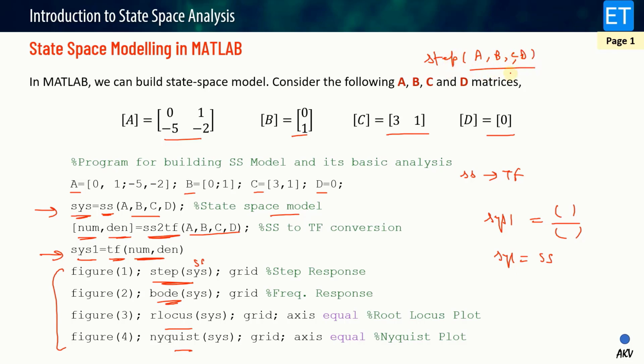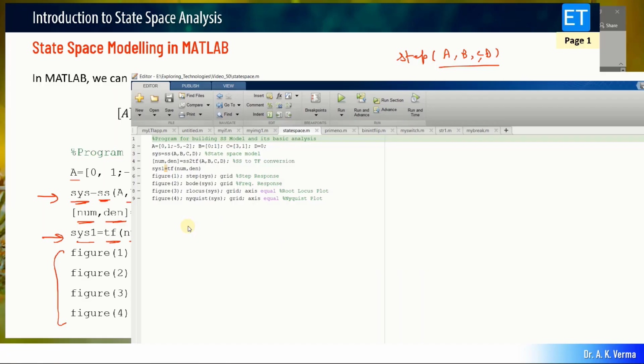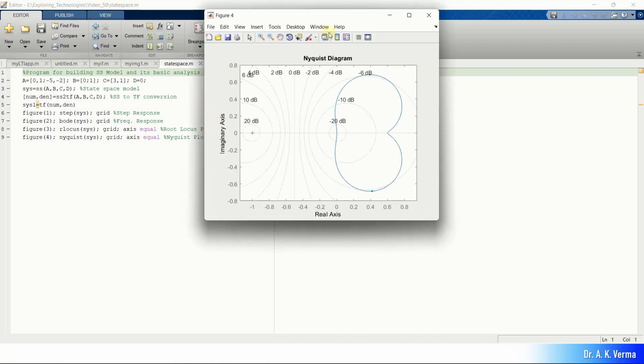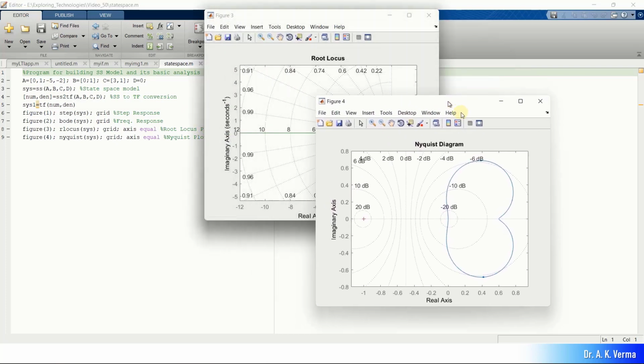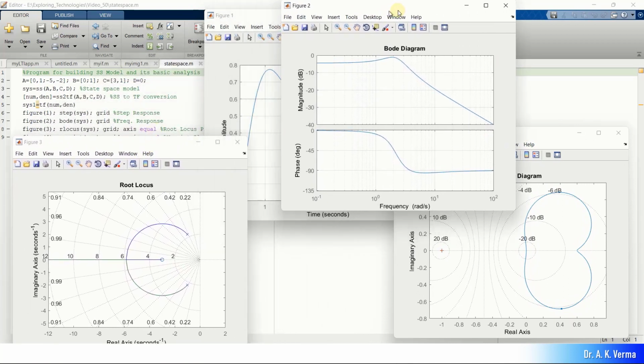So now let me run this program in the MATLAB and I can show you what type of outputs I can achieve. So let me jump to the MATLAB. So this is my MATLAB editor and this program is already written. So I will press the run button and let's see what I will achieve. So this program is executed. Okay, so I achieved all the analysis of this state space model.